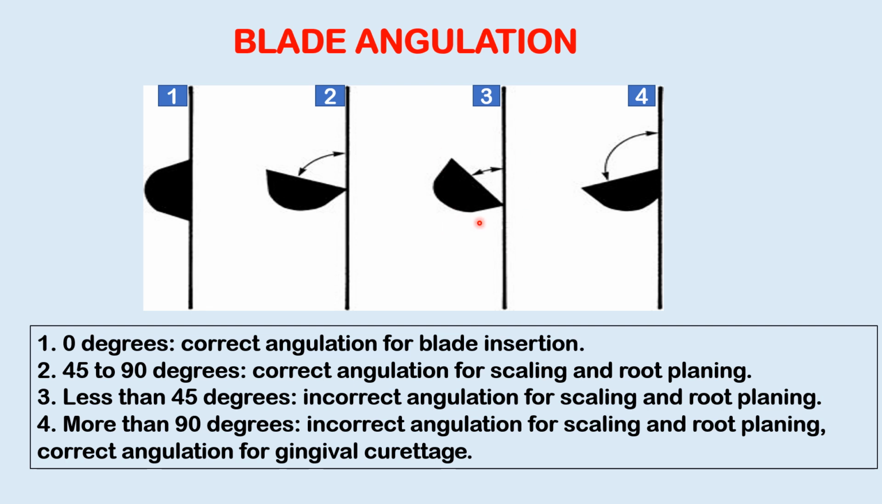The third one shows less than 45 degrees. It is incorrect angulation for scaling and root planing. In this, the blade smooths or burnishes the calculus instead of removing it properly. The fourth one is more than 90 degrees. This is also considered to be an incorrect angulation for scaling and root planing. Instead, it is a correct angulation for gingival curettage to remove the pocket lining.